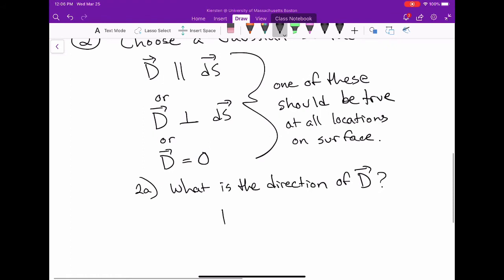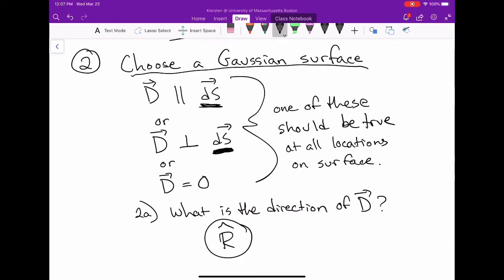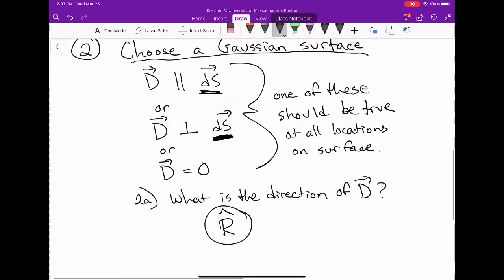So that means that it's R-directed, which means I need to choose a Gaussian surface where its surface normal vector is R hat, or R hat directed at least. Or I need to choose a Gaussian surface whose surface normal is perpendicular to that, or a Gaussian surface where the magnitude of D is 0. The easiest thing to do here is to choose a sphere.